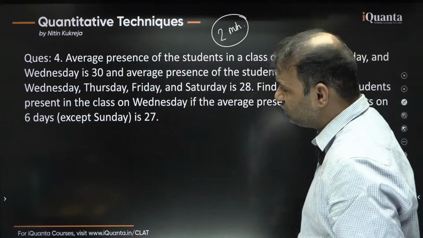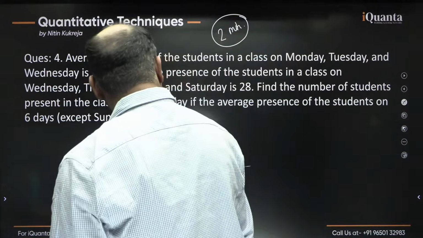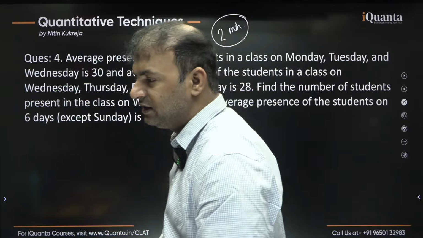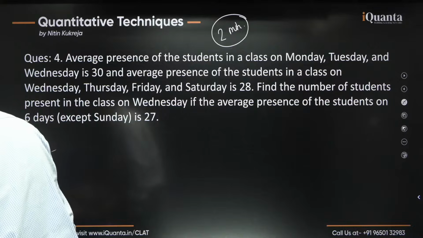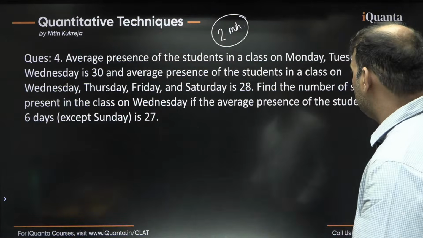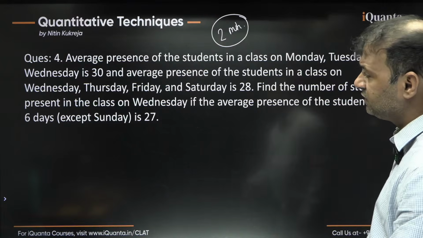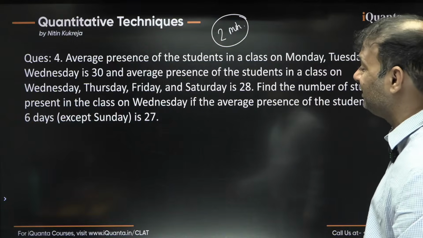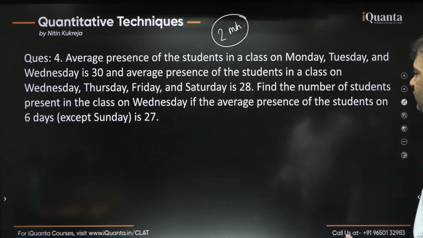Find the number of students present in the class on Wednesday if the average presence of the students on all the 6 days except Sunday is 27, right? Sunday means holiday. Yes, Asha, the answer is correct. Very good. Okay guys, average is given of Monday, Tuesday, Wednesday, then of Wednesday, Thursday, Friday, Saturday, and then of all the 6 days on which the school is open, right? We have to find the presence of the students on Wednesday.